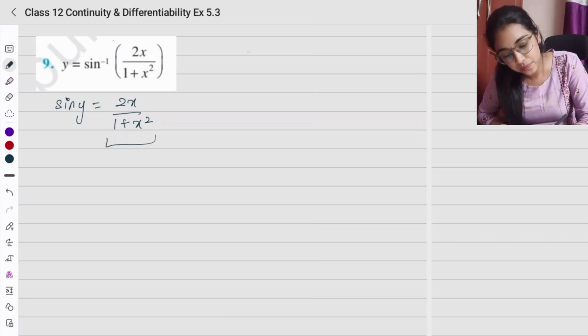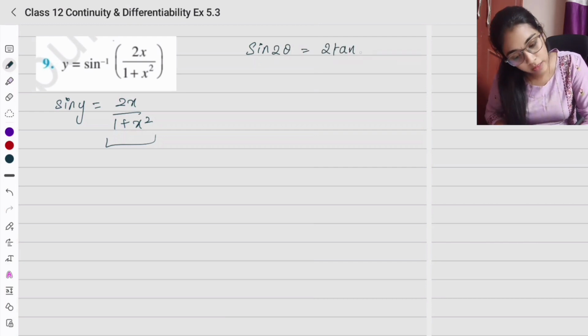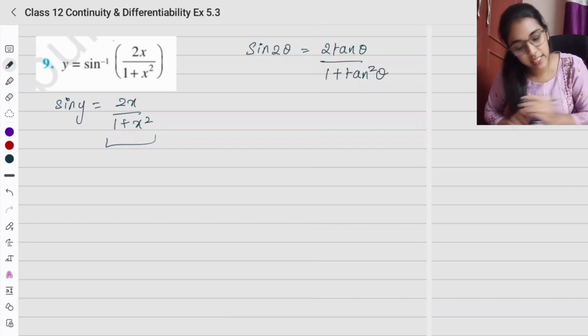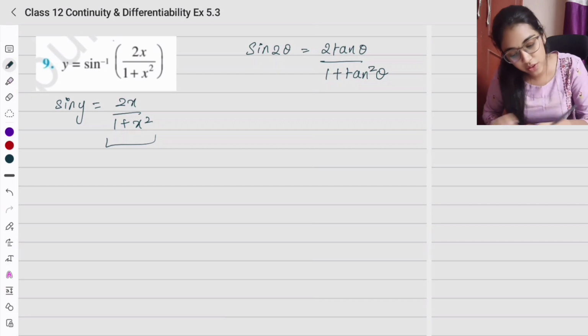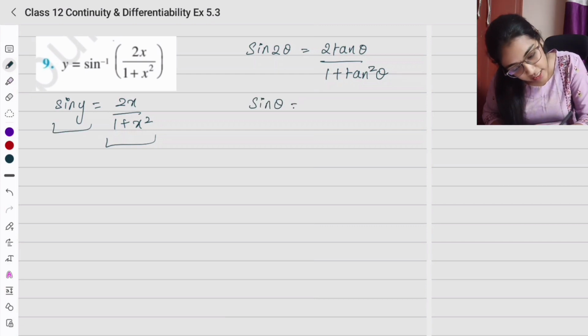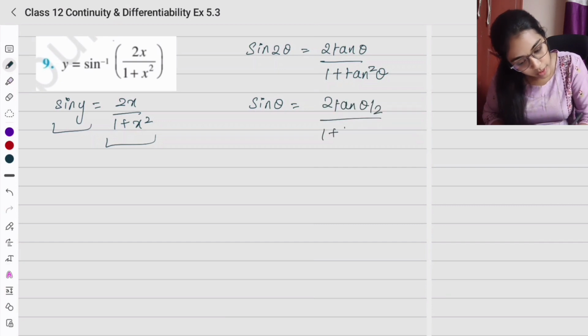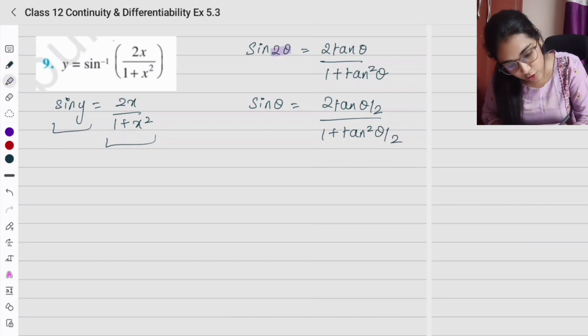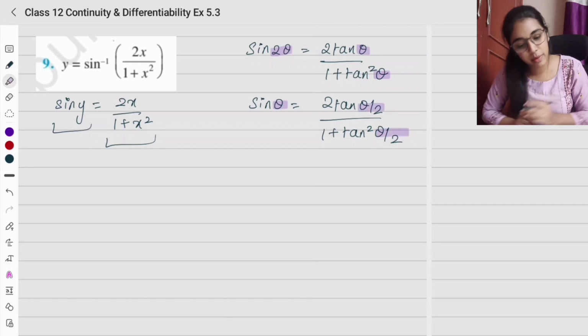You know that sin 2 theta is going to be 2 tan theta by 1 plus tan square theta. Do we know this formula? So how can you rewrite this? Here you have a sin y. So I can rewrite this as sin theta is going to be 2 tan theta by 2 the whole divided by 1 plus tan square theta divided by 2. So what happens here? It is 2 theta, so when I have a theta here, here it becomes theta by 2 and theta by 2.